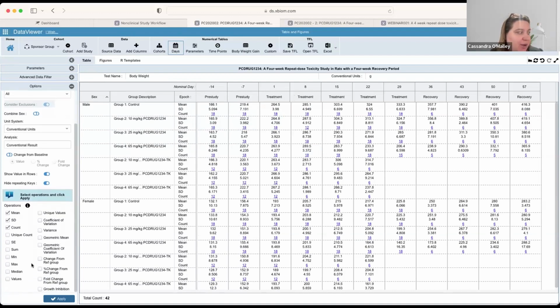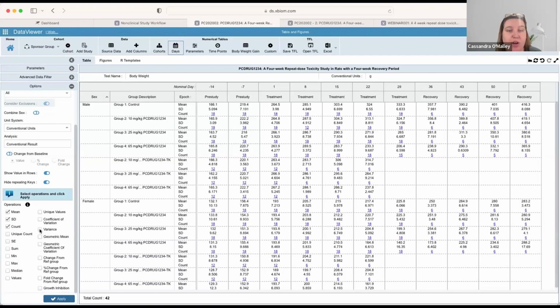There are also additional operations that we could perform if we had information such as min and max. If we needed a variance between that, we could click any of those and it would automatically generate and compare that to the report.